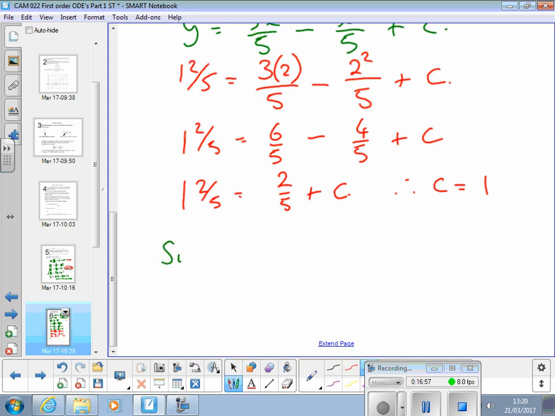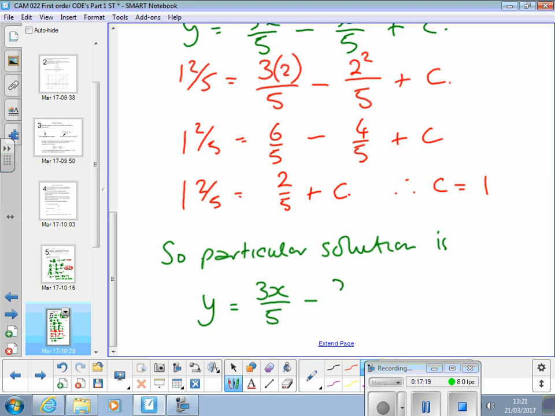So the particular solution is y is equal to 3x over 5 minus x squared over 5 plus 1.